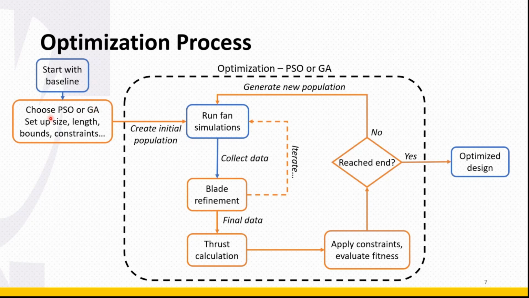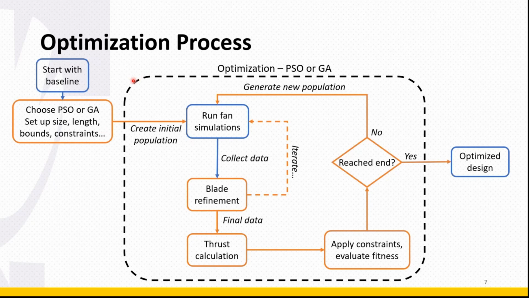Here we set up the size, which is how many particles or how many individuals are to be evaluated. We set up the length, which is how many generations or how many iterations of optimization are carried out. Here we also set up the bounds of the problem, so the upper and the lower bounds of the design space, and any constraints that we want to apply as well. So if we're targeting a specific thrust or specific power consumption, we set that up here as well. That's everything that has to be set up on the user end.